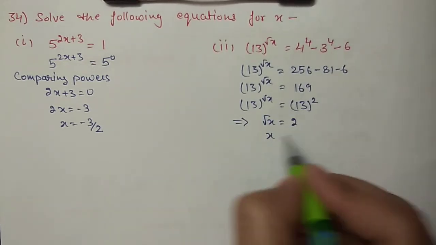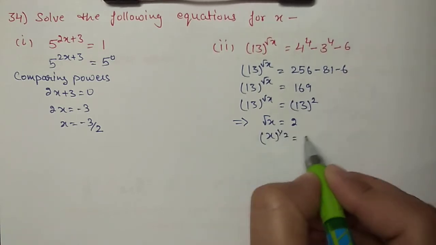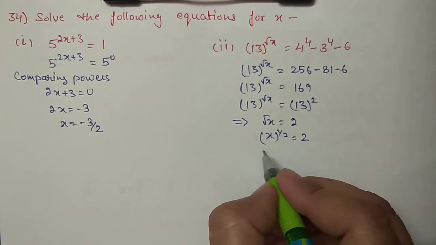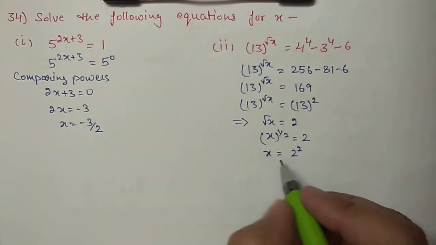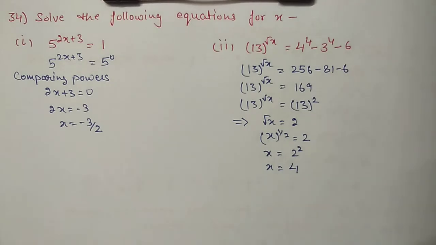Root x means we can write it as x to the power half equal to 2, or x is equal to 2 square. This half when we shift to the other side will be square. So x is equal to 4.